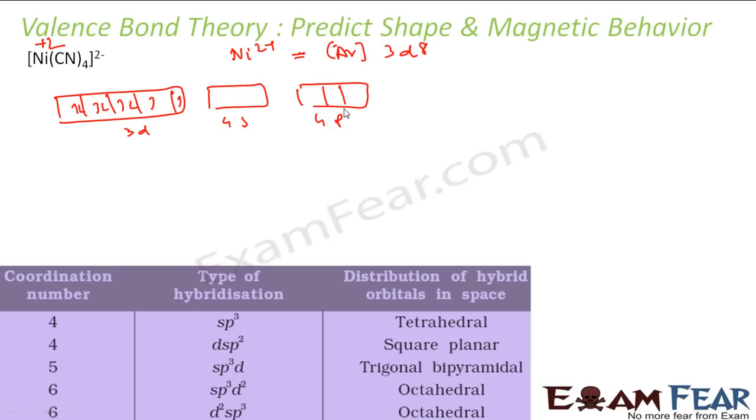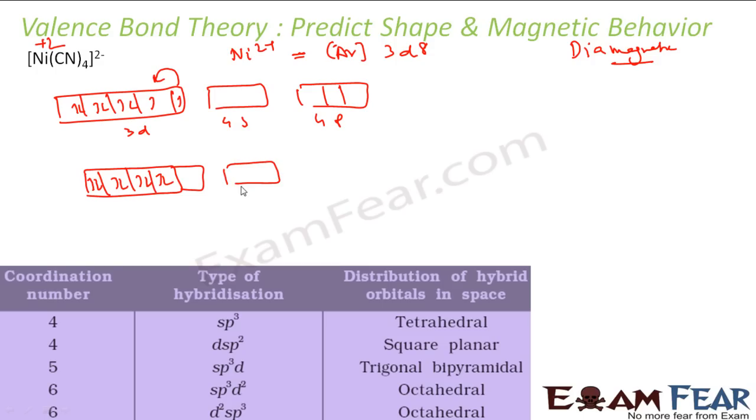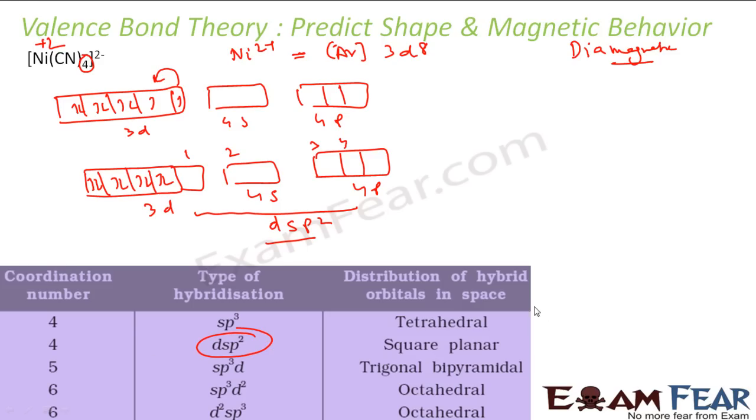Now experimentally it is seen that this compound is diamagnetic. That means we have to rearrange the electrons, pairing them up. Once we do that, this is how my 3d orbital is, and then you have 4s and 4p. It needs 4 orbitals because the coordination number is 4: 1, 2, 3, 4. That means the bonding will be dsp2. dsp2 is square planar. So this explains why it is square planar, and also diamagnetic. Again, it is experimental data.